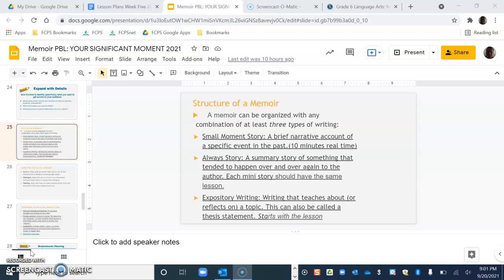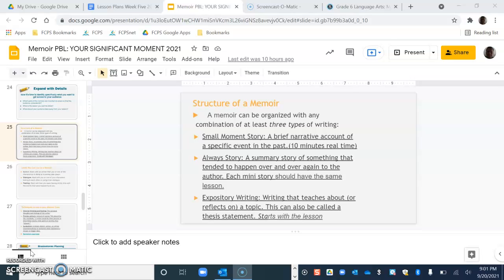Okay, today for language arts, we are going to cover several topics about a memoir. The first would be the structure of a memoir. And the structure of a memoir is the way that a memoir can be organized. You can use any one of the three following structures, or you can use a combination of them.